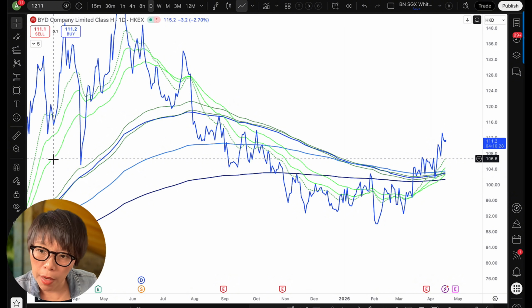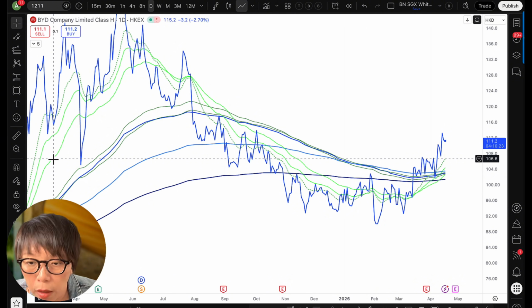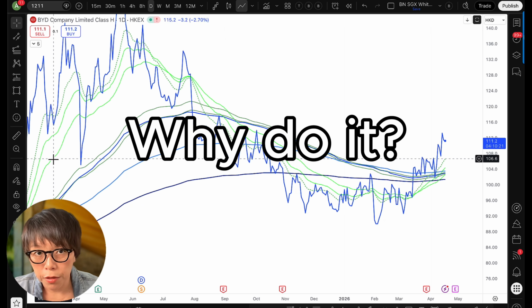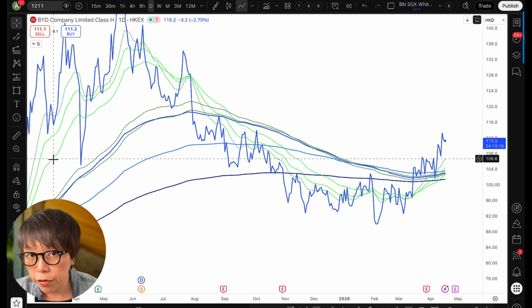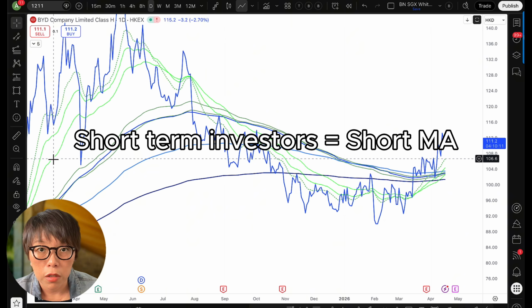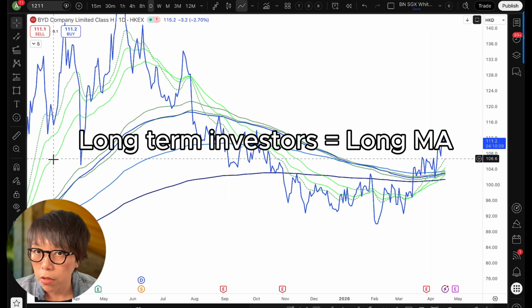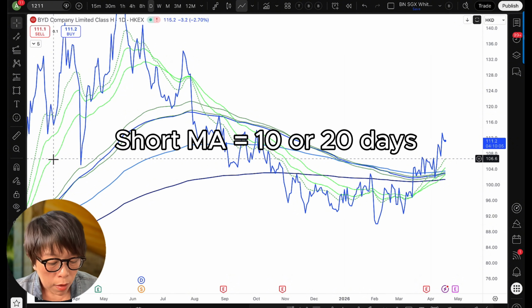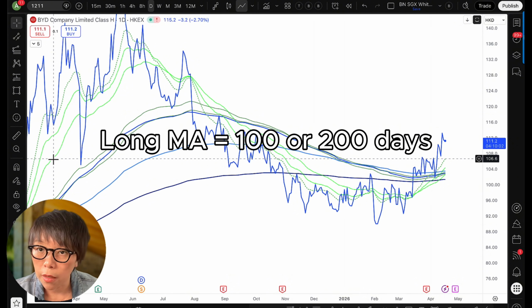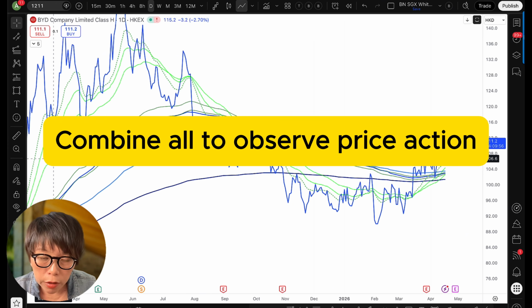Like for example, in the past 10 days, what's the price? In the past 133 days, what's the price? Now, why do I want to do that? It's because of different time frames. In the market, there are different types of investors and traders. For example, some are short term and want to use a short term moving average. Some are long term and want to use a long term moving average. Short term would be, for example, 10 or 20 days, while long term would be, for example, 100 to even 200 days. So I'll combine all of this into one chart to observe price action.